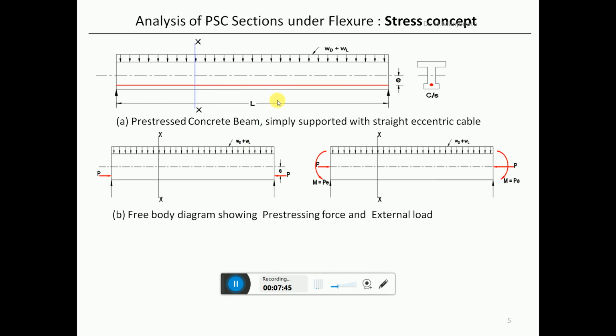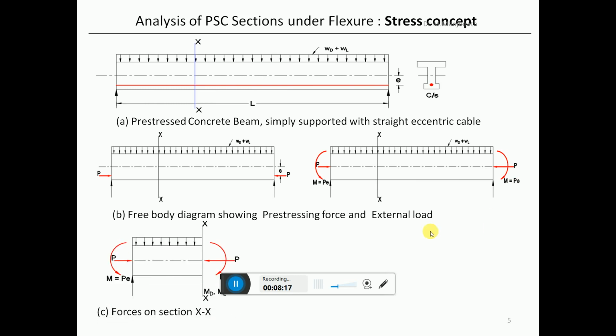Now drawing the free body diagram of this beam, when we consider the pre-stress as a force, we remove the cable and replace it by an external force acting at an eccentricity. And further, the free body diagram can be simplified, showing the pre-stressing force acting at the center, accompanied by a moment or couple of magnitude P into E, E being the eccentricity.